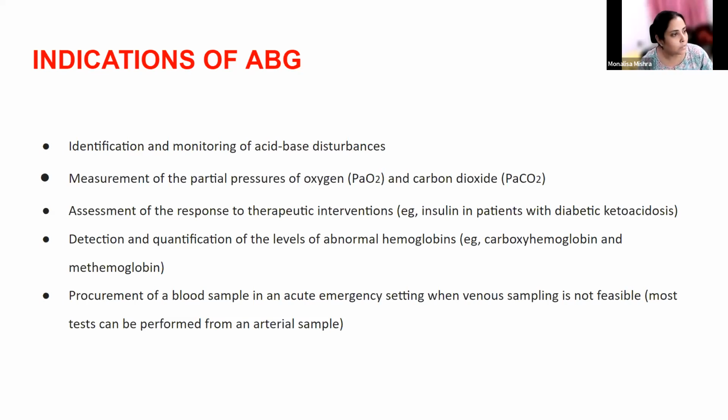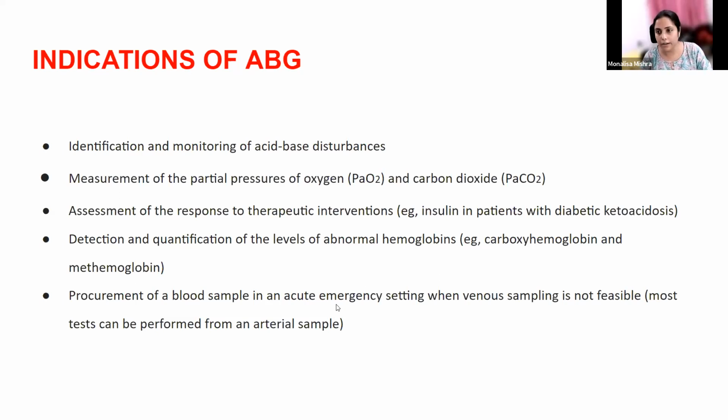Also, you can see carboxyhemoglobin and methemoglobin levels in the ABG. It comes as COHB, which you can see in your ABG. And also in case of emergency acute settings, you're not able to find a venous sample and it is just easier to find an arterial sample. That is another reason for doing ABG.